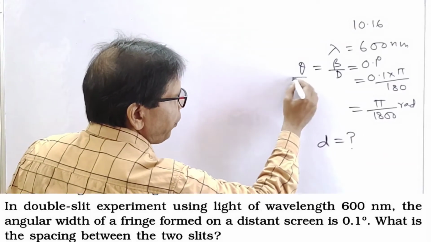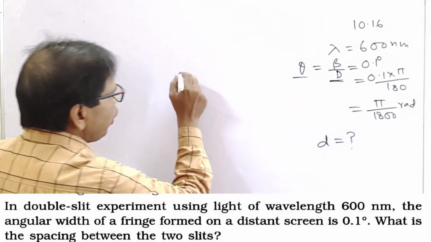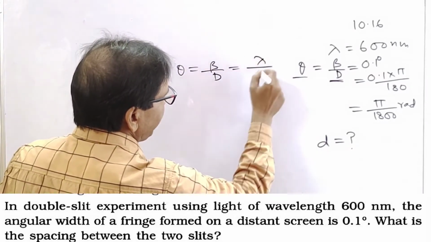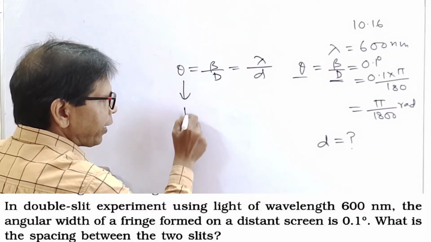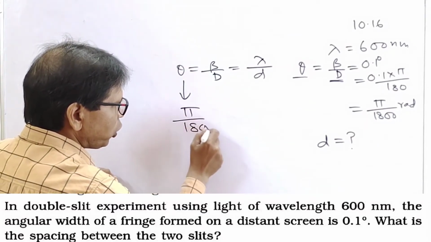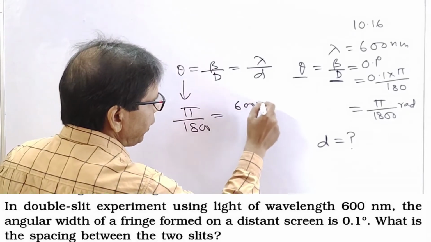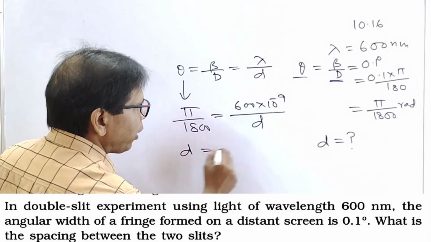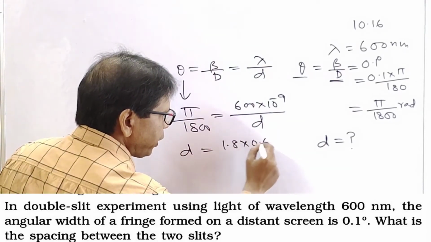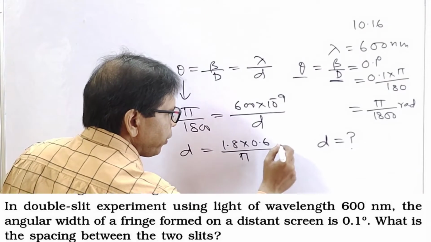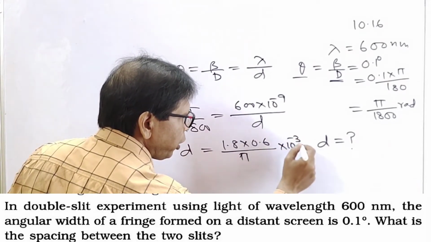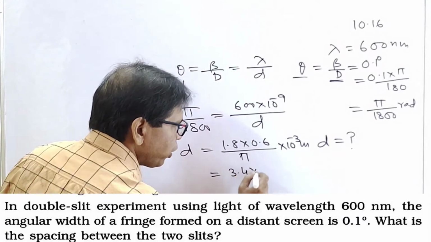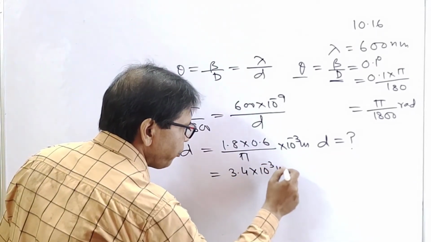Now the angular fringe width theta equals beta by D. So theta equals beta by D, this equals lambda by small d. Now here theta equals pi by 1800 and lambda equals 600 into 10 to the power minus 9 divided by d. Therefore d equals 1.8 into 0.6 divided by pi into 10 to the power minus 3 meter. Okay, this is 3.4 into 10 to the power minus 3 meter.